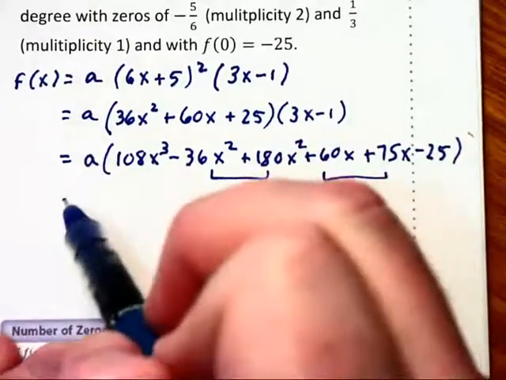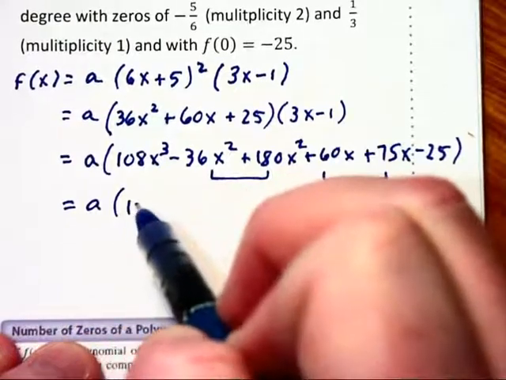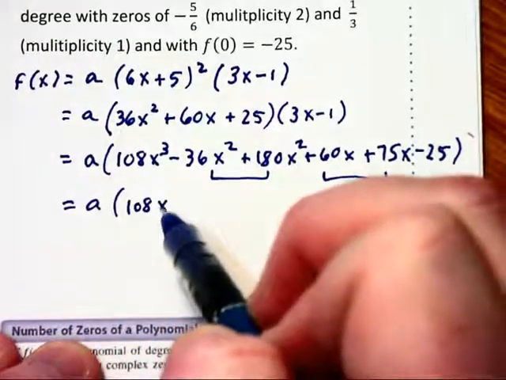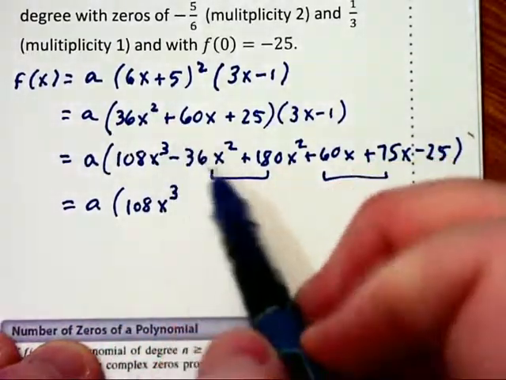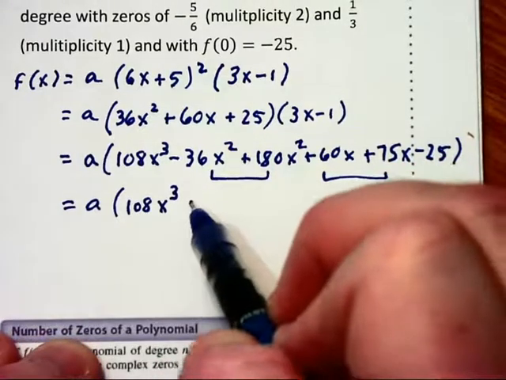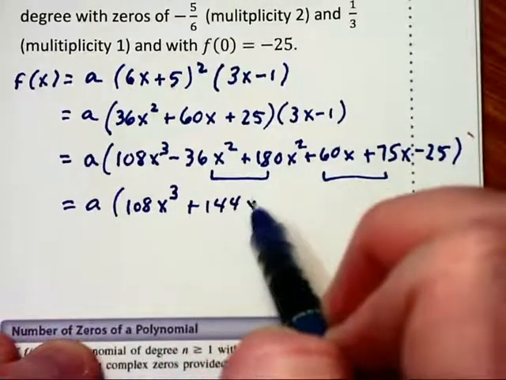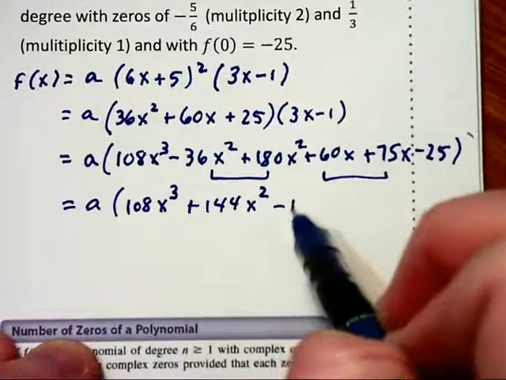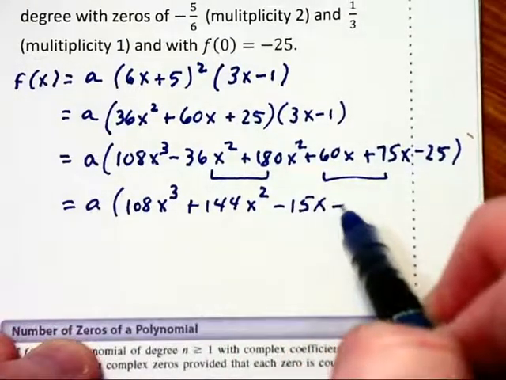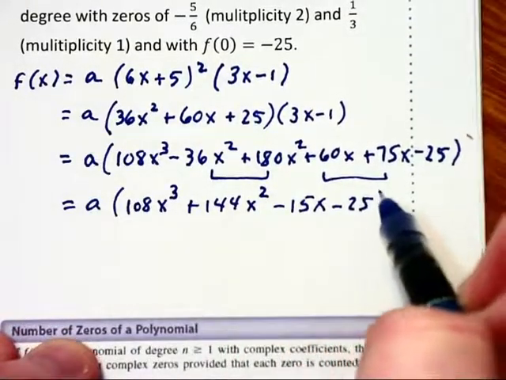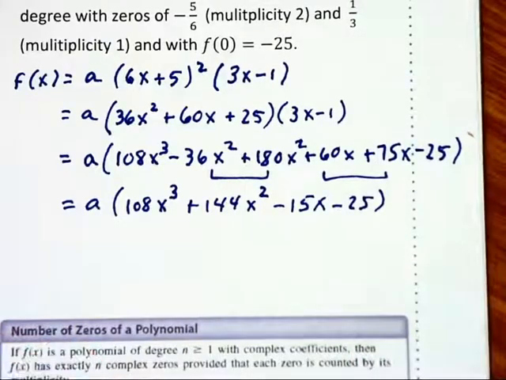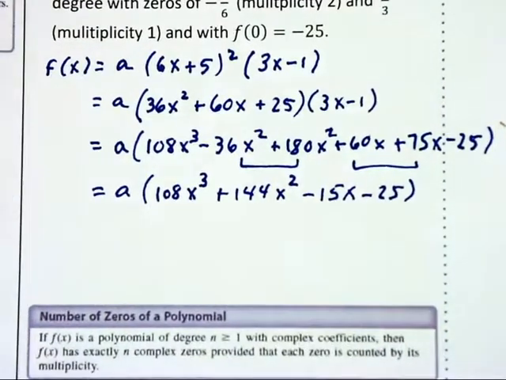And so we have a times 108x to the third plus 144x squared minus 15x minus 25. And now we need to just find out what the value of a is.